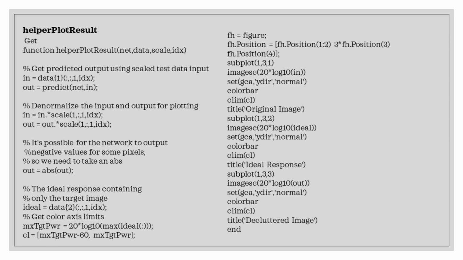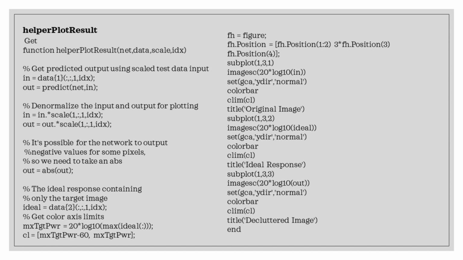Denormalize the input and output for plotting. in equals in times scale(1,1,1,IDX). out equals out times scale(1,1,1,IDX). These lines denormalize the input, in, and output, out, for plotting. The input and output are multiplied by scaling factors stored in the scale array. This step reverses the normalization process applied during data pre-processing.